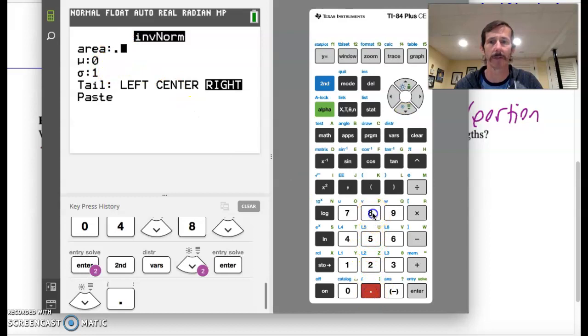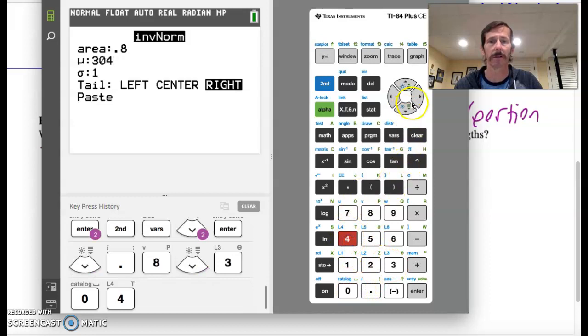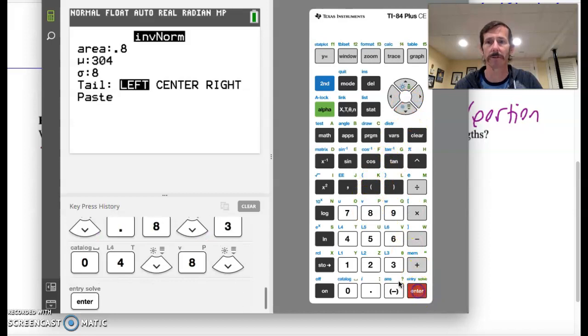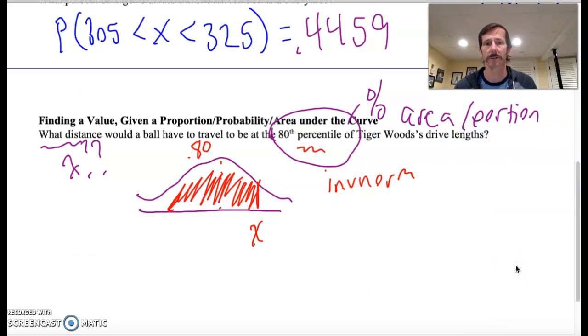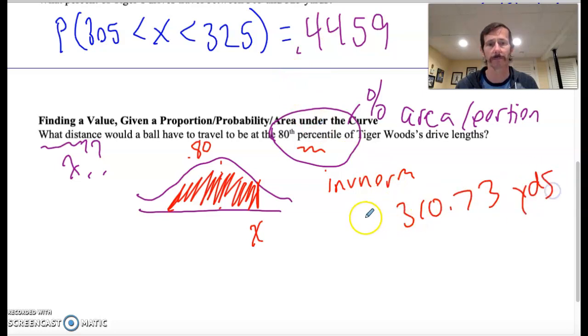But I have 80% of the area. The mean is still 304, I believe, and his standard deviation was 8. So you could do this standardized, or you can do it with the actual values. My 80 is to the left, and so I hit enter, or I have to paste again, and it gives me 310.73. So this answer would be 310.73 yards. And I had to use invert norm, and I put in the 0.80, and then I put in the mean and the standard deviation. There you go. And that gave me the actual x value for that.